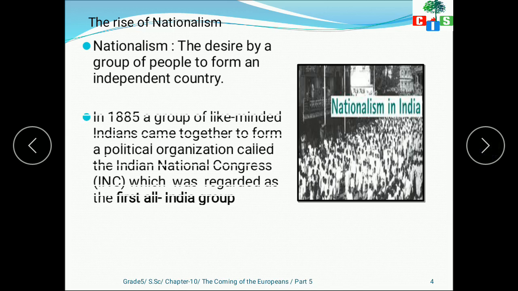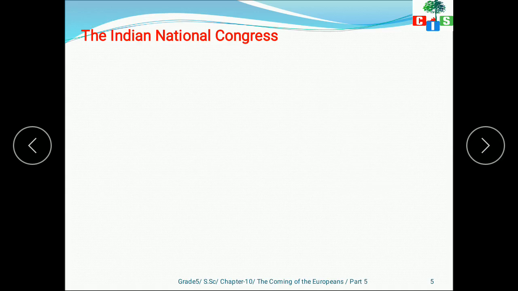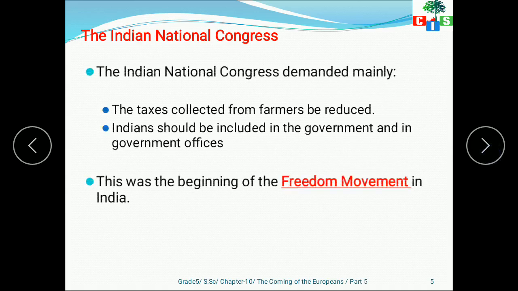Fine. Now, in 1885, a group of like-minded Indians came together to form a political organization called the Indian National Congress. Very important thing. When the Indian National Congress was formed in 1885, it was regarded as the first all India group. Fine. Now what did this Indian National Congress do? They demanded mainly two things. What are the two things?